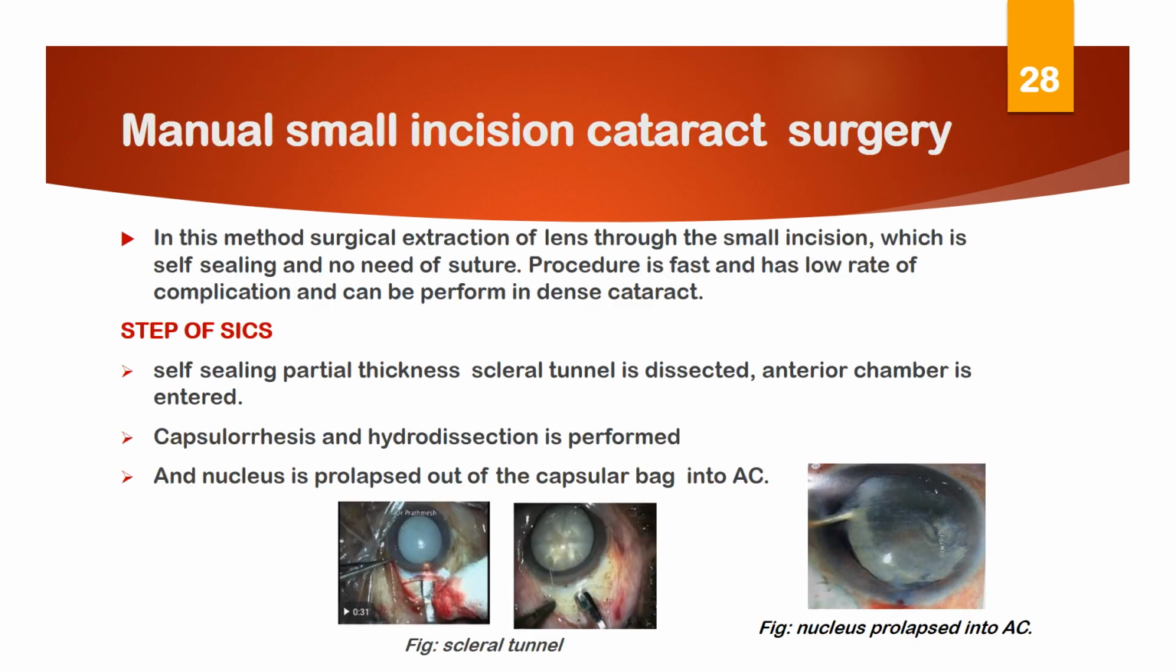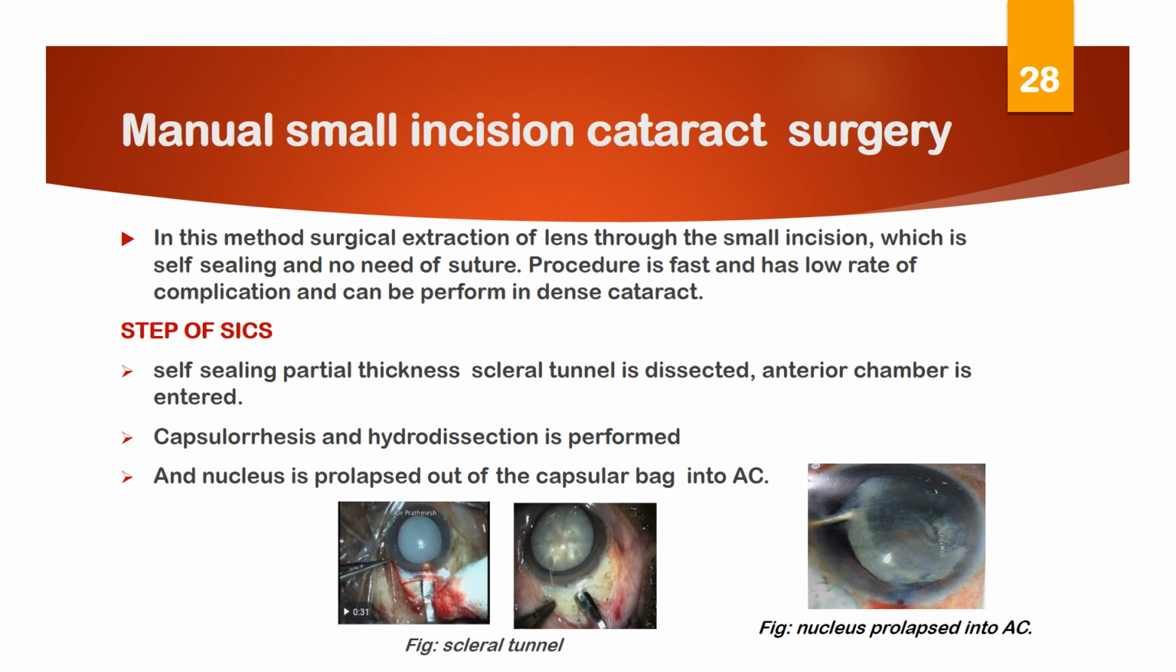Small incision cataract surgery. In this method, surgical extraction of the lens is done through a small incision, which is self-sealing with no need of sutures. The procedure is fast, has a low rate of complications and can be performed in dense cataract.